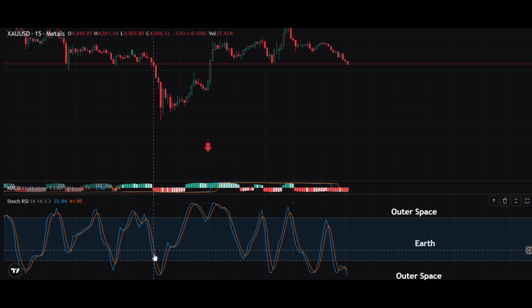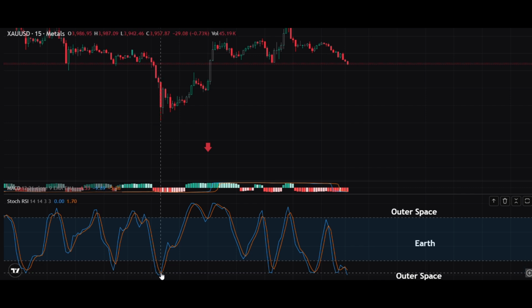So look at the stochastic right here. Look at the stochastic. I really feel like I could trade with the MACD and stochastic alone because I understand it in depth. But let's just take a look at the stochastic real quick. Look at the stochastic right here.